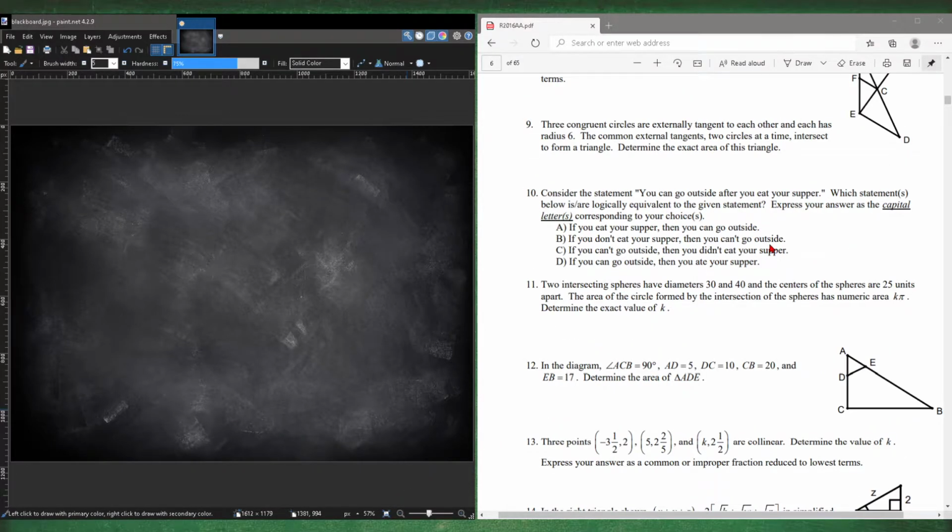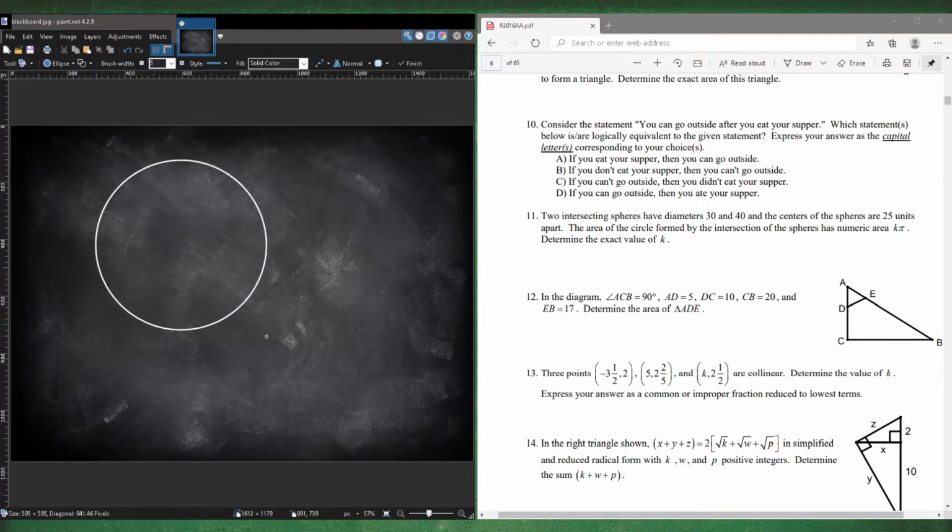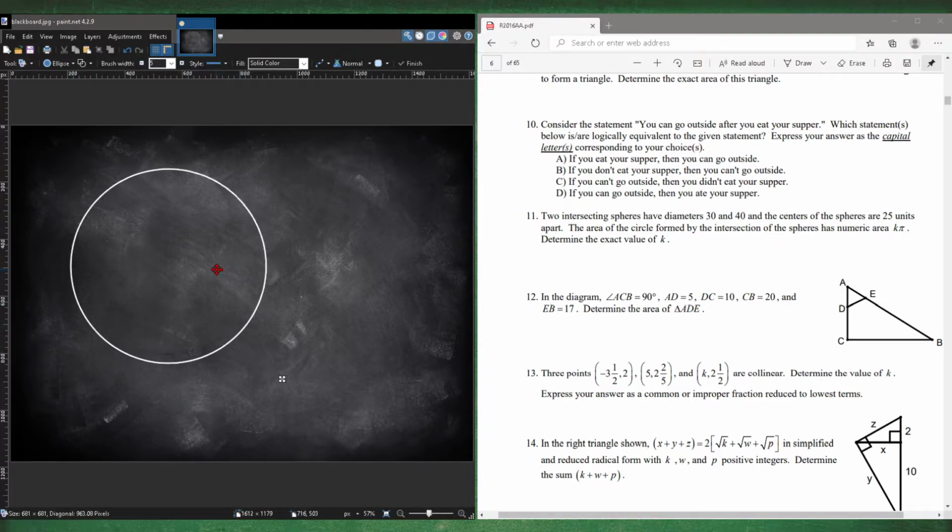Okay, number 11. Two intersecting spheres have diameters 30 and 40, and the centers of the spheres are 25 units apart. The area of the circle formed by the intersection of the spheres has a numerical area of k pi. Determine the exact value of k. So let's draw a picture. Imagine we're looking straight at it, so instead of looking at a sphere, it looks like a circle. So we have a circle of diameter 30.